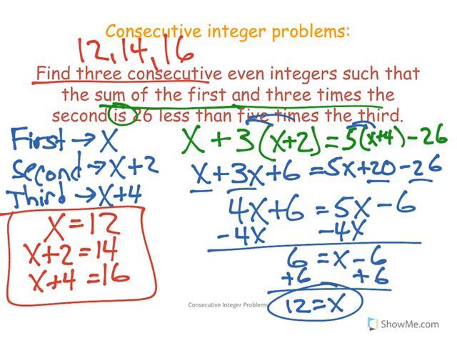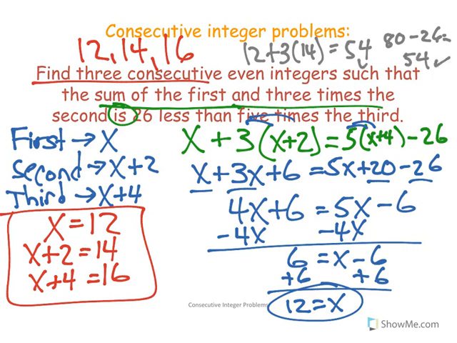So if we want to check it, the sum of the first and 3 times the second, right? That's going to give us 12 plus 3 times 14, which is 42, and 12, which is 54, is 26 less than 5 times the third. So 5 times 16 is 80, and 80 minus 26 is 54, exactly as we expected. So we know that our answers now are correct.